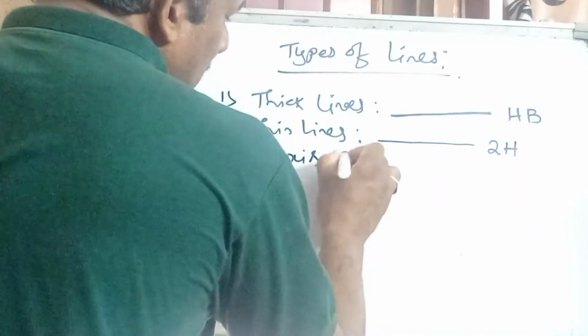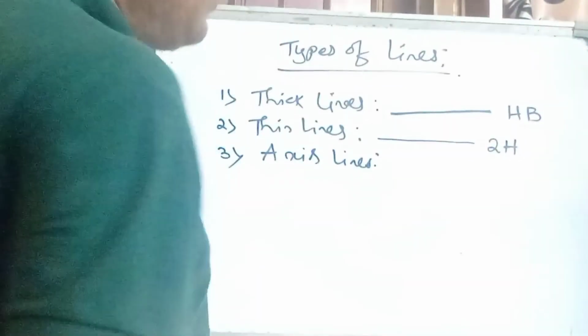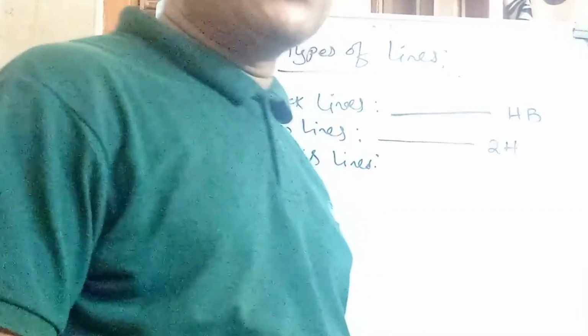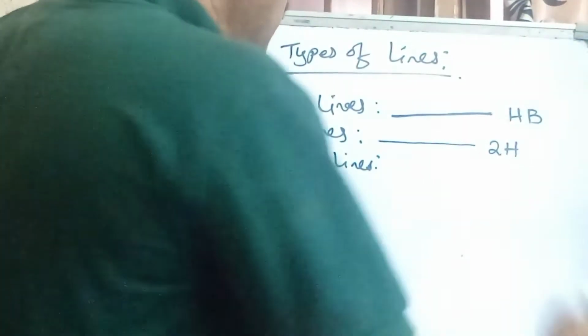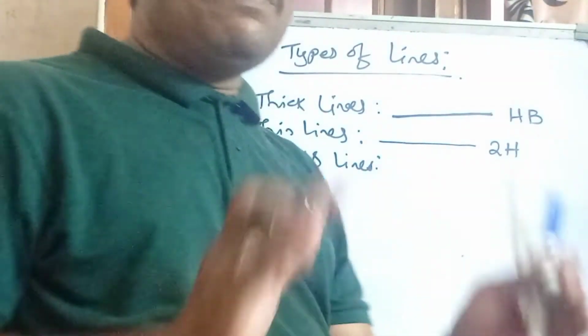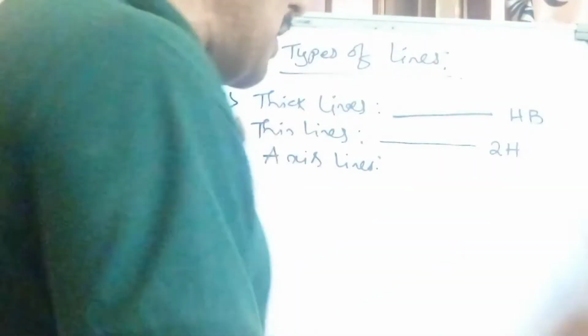Axis lines. Axis line means these lines always pass through the center of the object. Suppose a circle is there, or a similar figure is there, it passes through the center of the circle. Or any irregular shape of the figure is there, it is passing through the center line.